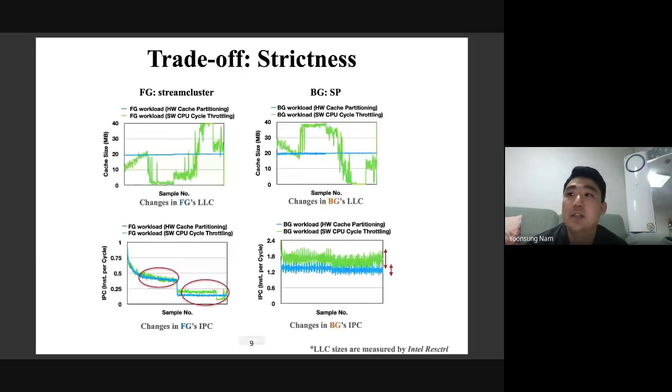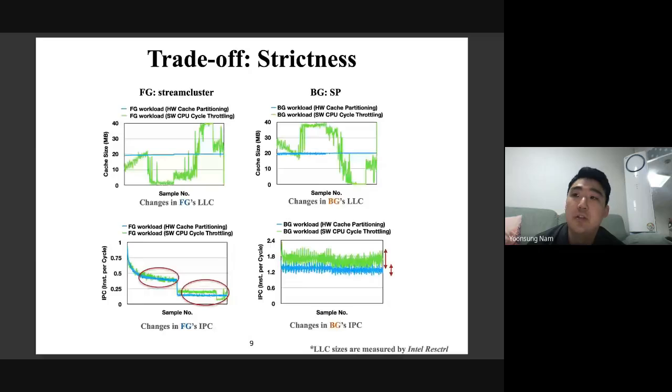Firstly, to analyze the trade-off in terms of strictness, we compare hardware cache partitioning and CPU cycle throttling. As shown here, obviously hardware partitioning can segregate cache resources strictly. However, CPU cycle limit cannot isolate cache resources, and the cache sizes shift over time. This explains why hardware isolation techniques give more predictable performance when isolating, as shown in the bottom graphs.